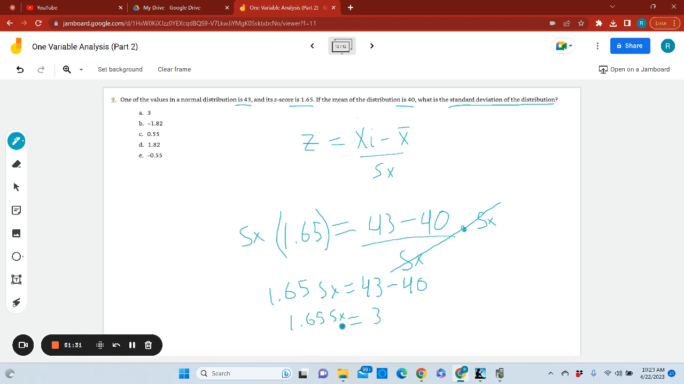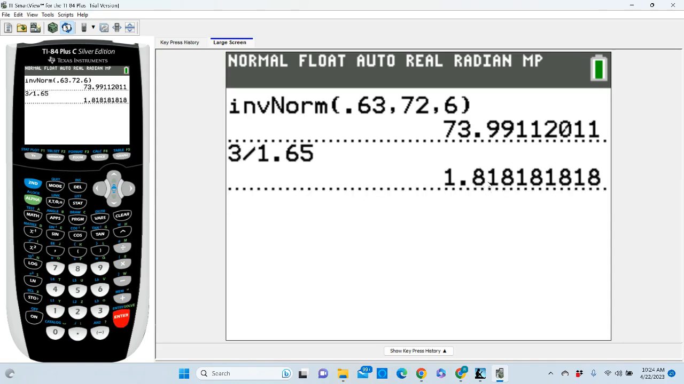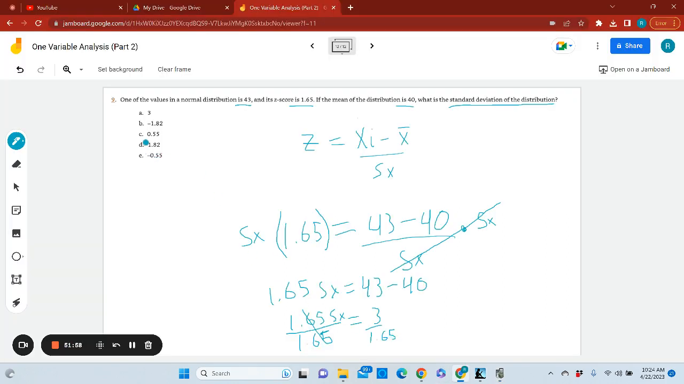So how do I figure out the standard deviation? I'm going to divide both sides by 1.65. Okay. And when I pull up my calculator, 3 divided by 1.65 gives me 1.818. Let's look at our answer choices. And how about 1.82? 1.818 rounds to 1.82. All right. And that's it.